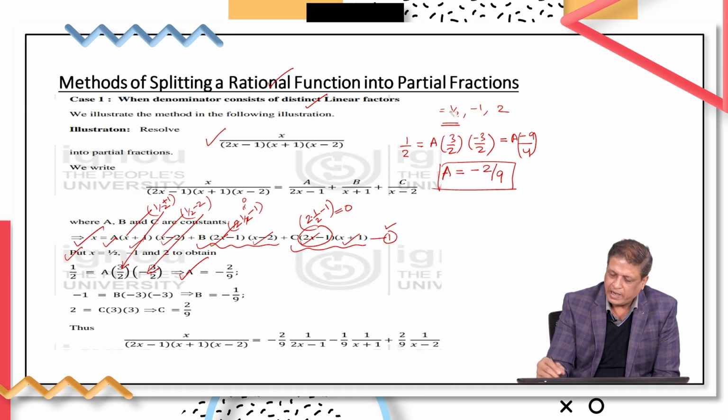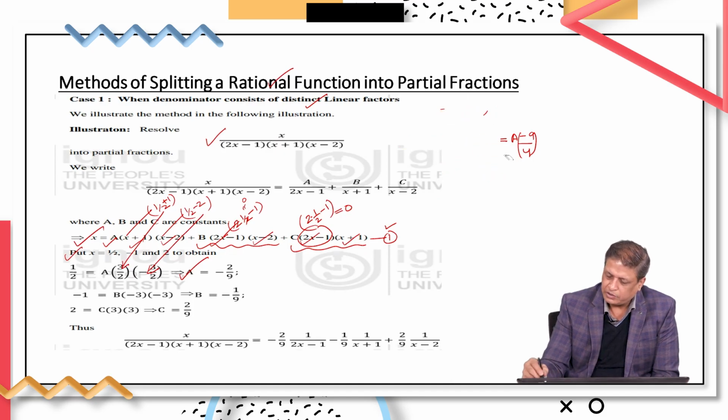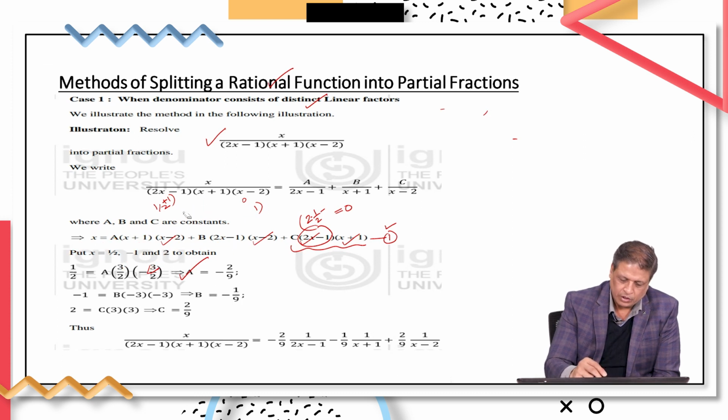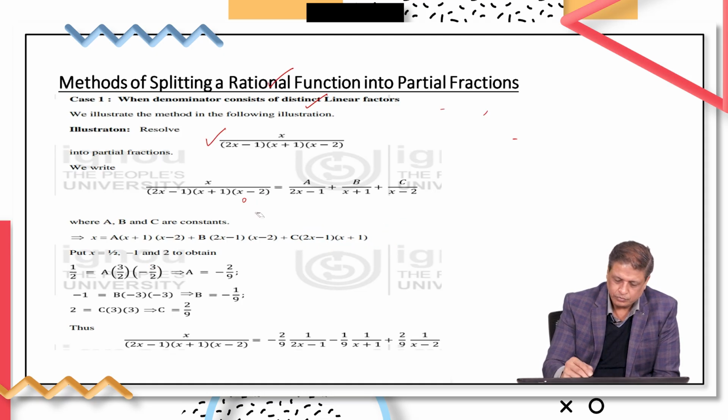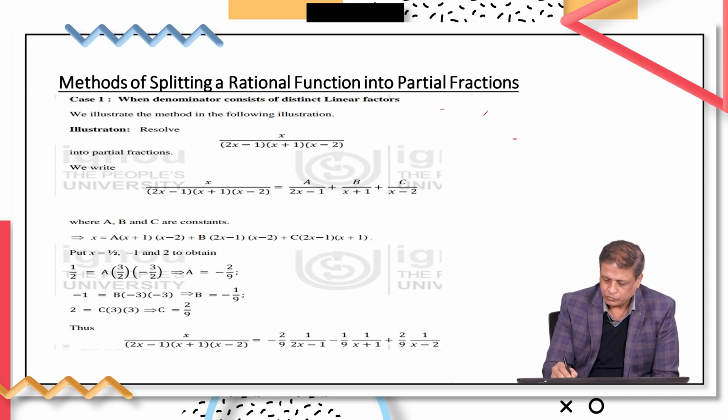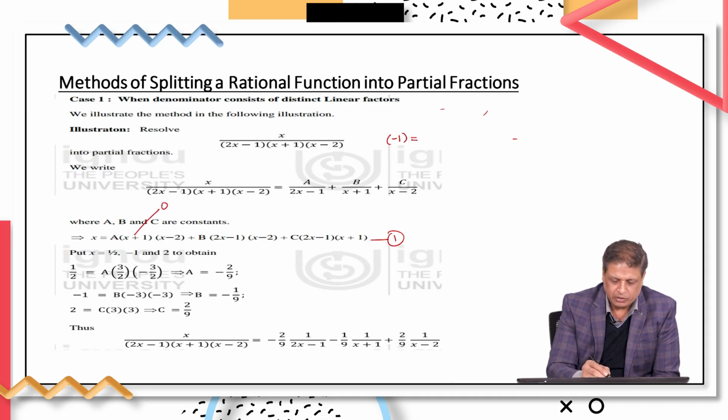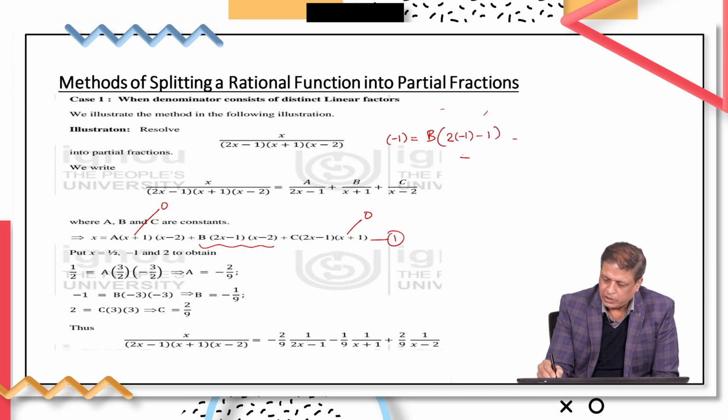Similarly, by substituting x is equal to the next value, that is minus 1, in the same equation, that is equation number 1, which is given to us. Substituting x is equal to minus 1 in this equation, the first expression will turn out to be 0, because minus 1 plus 1 is equal to 0, and the last expression will again turn out to be 0 because minus 1 plus 1 is equal to 0. So, what we remain with is the value for B. So, B into 2 into minus 1 plus minus 1 minus 2, that means this turns out to be minus 1 is equal to B into minus 3 into minus 3.